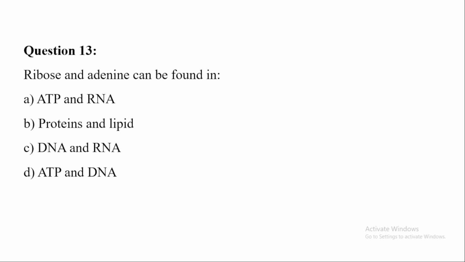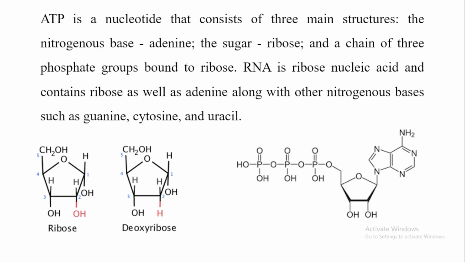So if you see in this slide, you can see the structure on the right hand side. This is the structure for ATP. It has an adenine nitrogenous base. You can see that nitrogenous base at the top. Then from that nitrogenous base, the ribose sugar is added. The difference between ribose and deoxyribose you can see in the figure on the left.